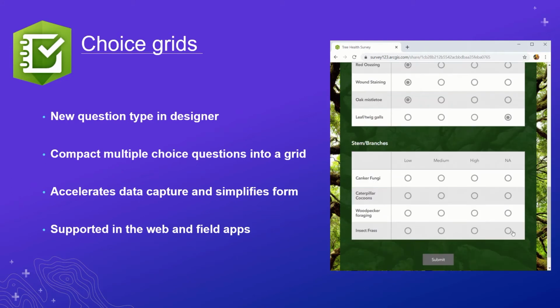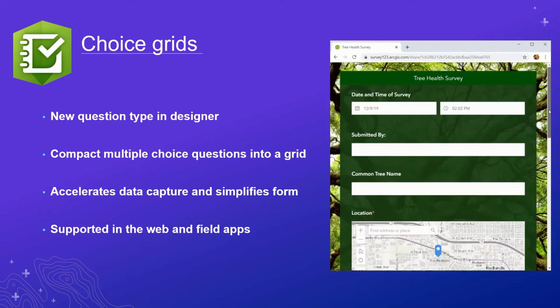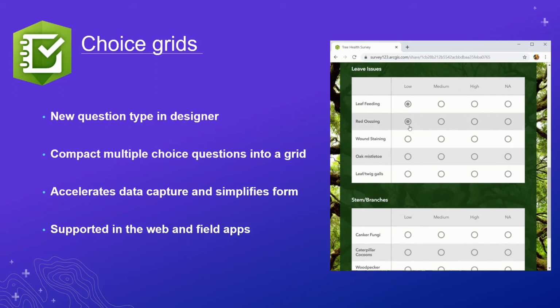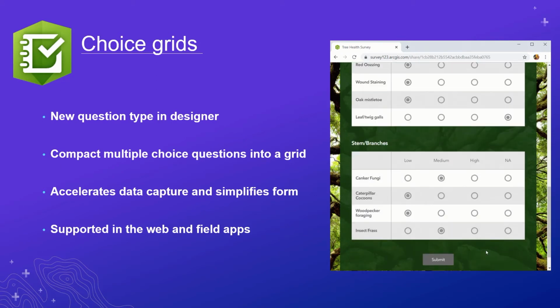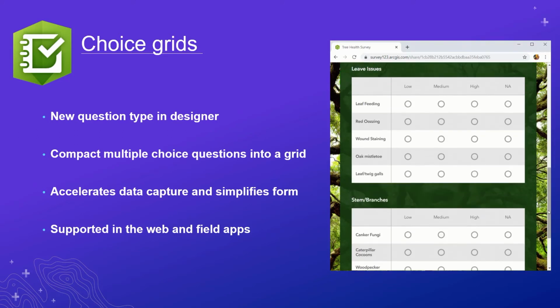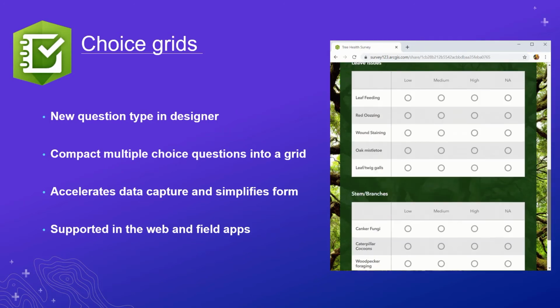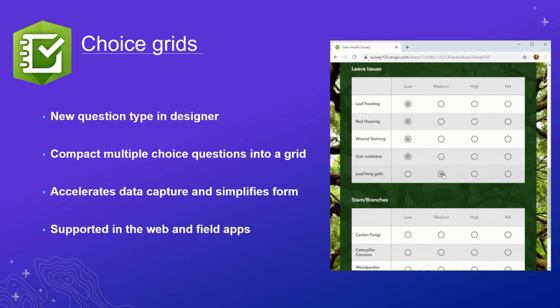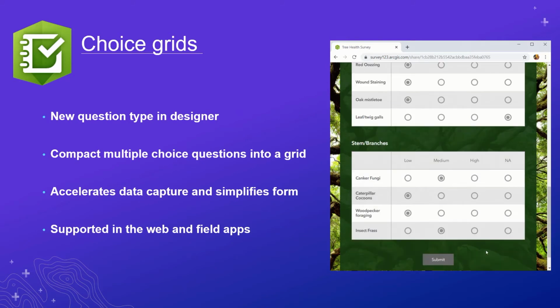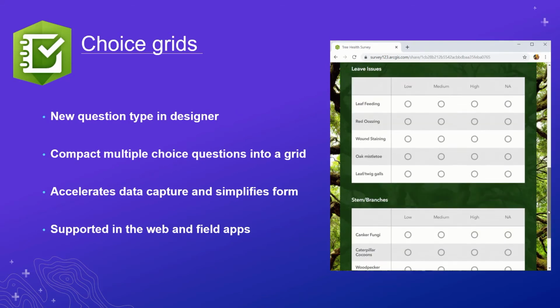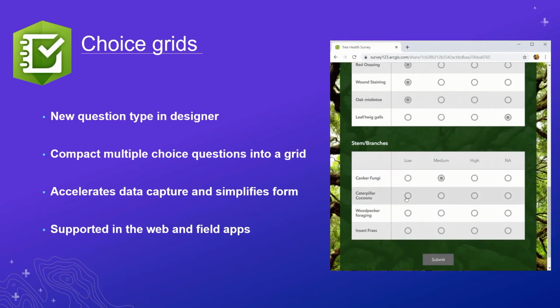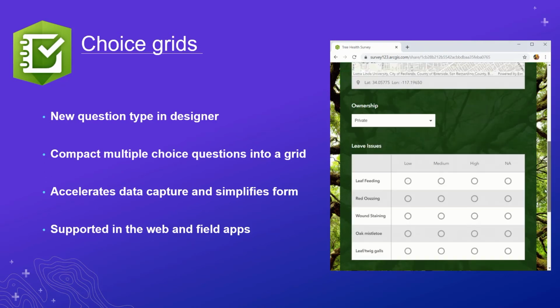Choice grids are a new type of question in Designer, and it helps you compact collections of multiple choice questions within a grid. This reduces the total amount of space you need in your form, presenting the information, the questions, in a more intuitive way, and helping you accelerate data capture. These grids that you can build in Designer, you can publish as smart forms that can be leveraged from both the web as well as the field applications in Survey123.